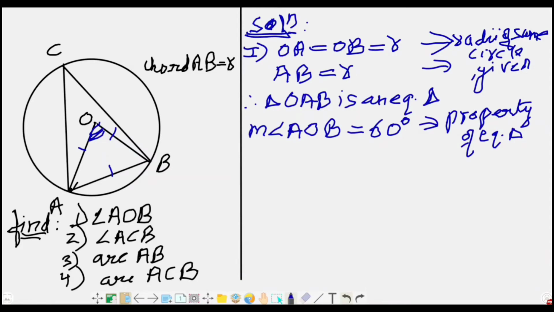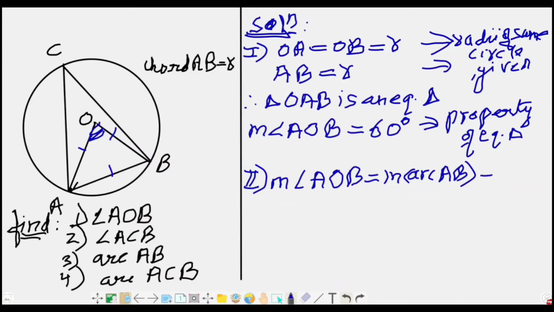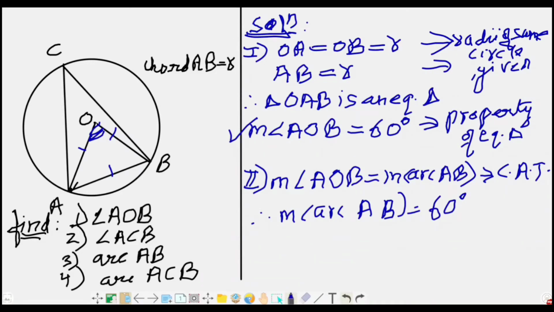It is a central angle. So in the second point I can write that measure of angle AOB will be equal to measure of arc AB, because you know a central angle is equal to its intercepted arc. That is the central angle theorem. I am writing the short form, but you have to write the full form. Now you got this angle as 60 degrees, so your measure of arc AB is also 60 degrees. So two things we got: angle AOB and arc AB.